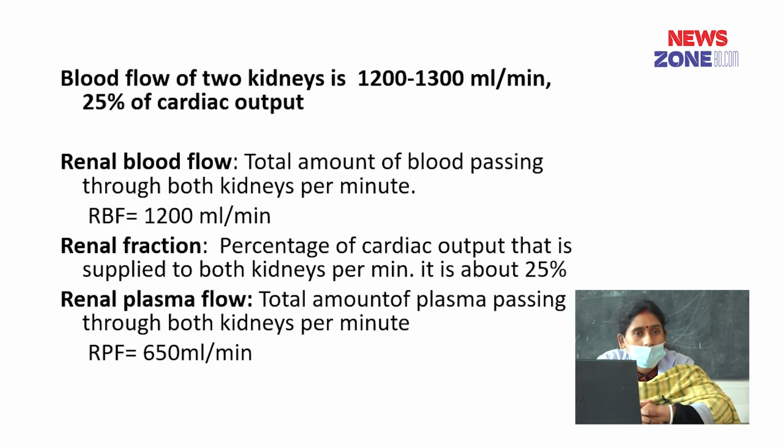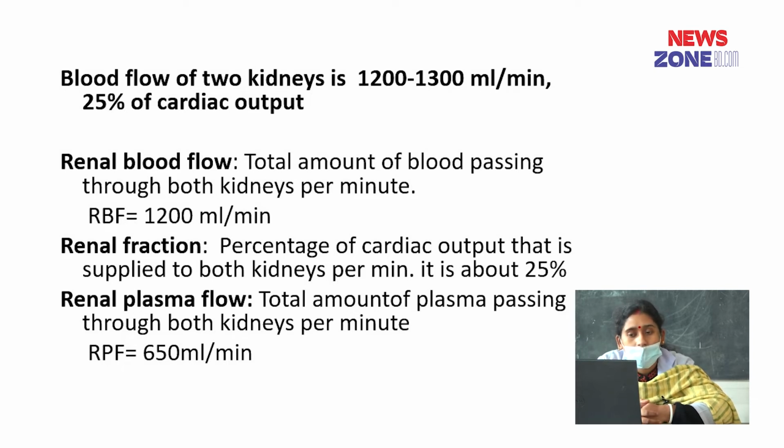One most common question is what is renal blood flow, what is renal fraction and what is renal plasma flow. Renal blood flow means the total amount of blood that passes through both kidneys per minute, which means 1200 ml per minute.